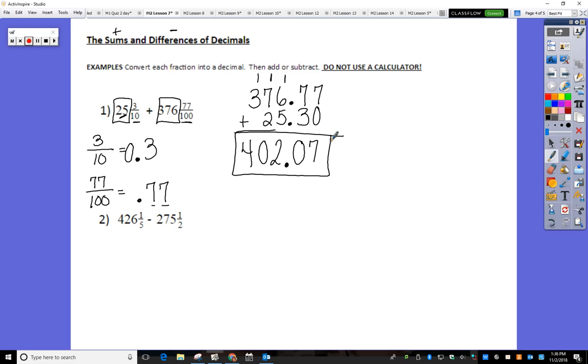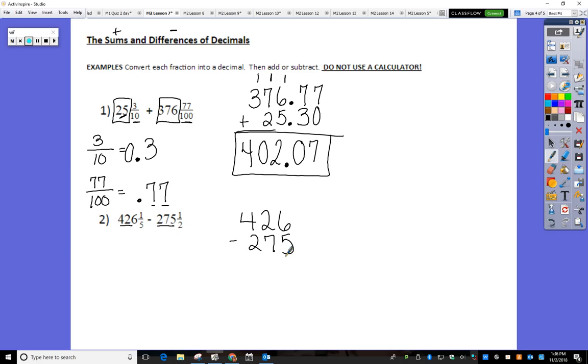I'm going to do the same thing for the next problem. I'm going to look at the whole numbers first, 426 and 275. This is a subtraction problem, so the numbers have to stay in that order. I don't have a commutative property with subtraction, so I just have to line them up, the 426 and the 275, as though I were subtracting them as the whole numbers that they are.